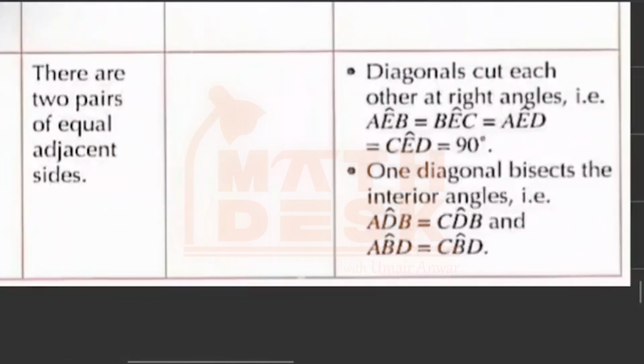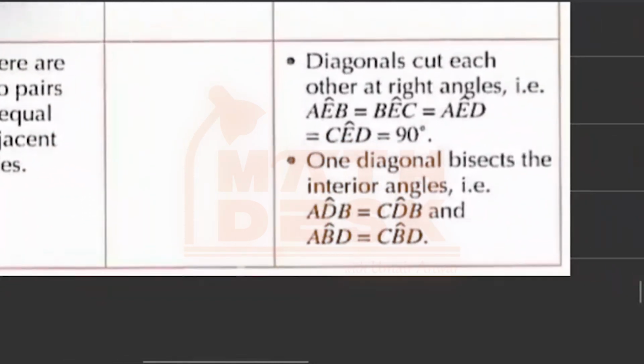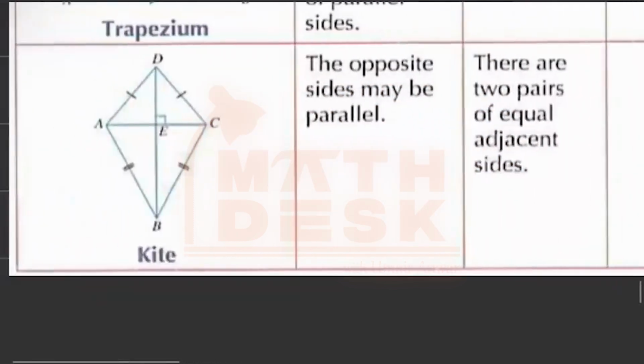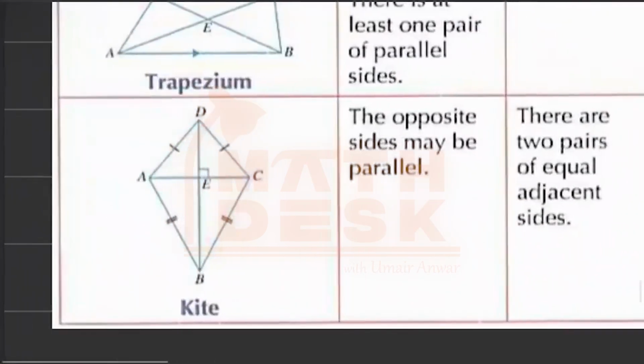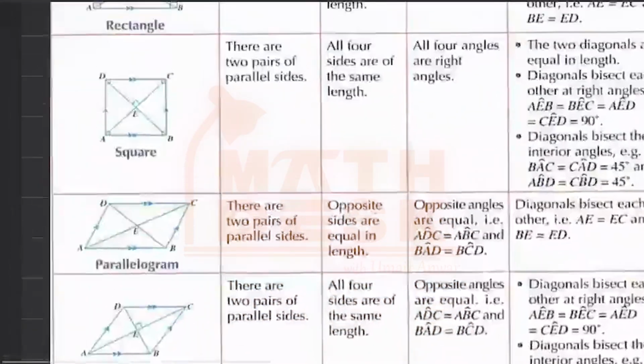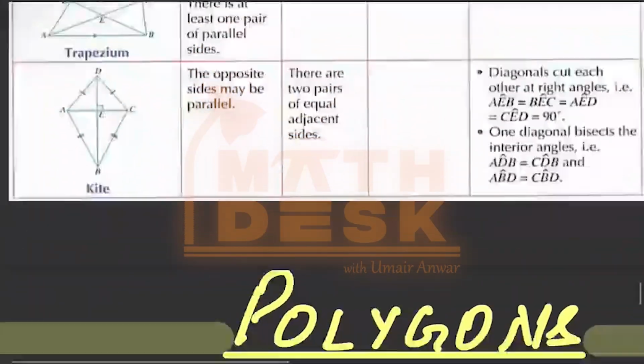Diagonals can cut each other at right angles. So for example, one of the diagonals would be BD and the other one is AC. So they cut each other at 90 degrees. One diagonal bisects the interior angle. So one of the diagonals over here, which is the vertical one, is bisecting the angles, this one. So these are a few important types of quadrilaterals that we need to remember.